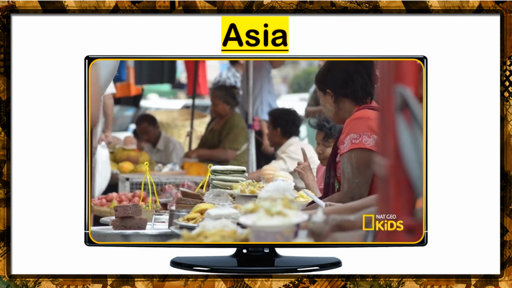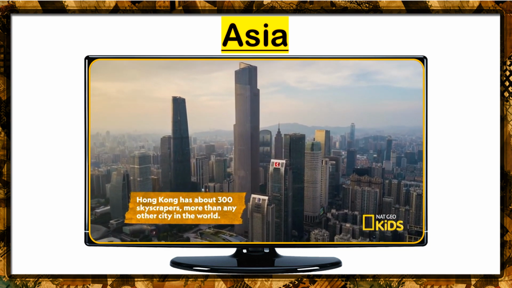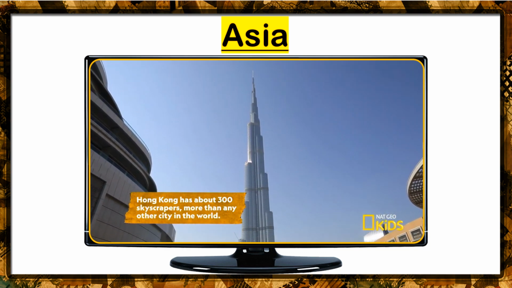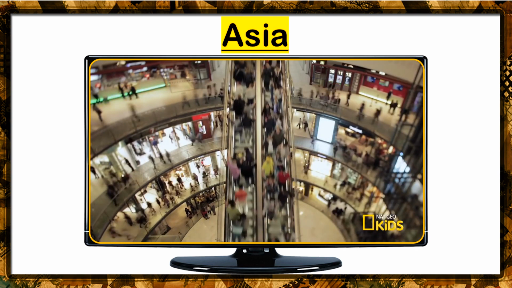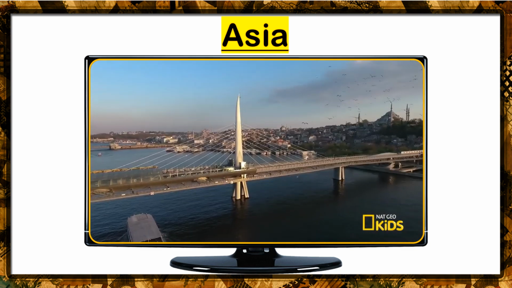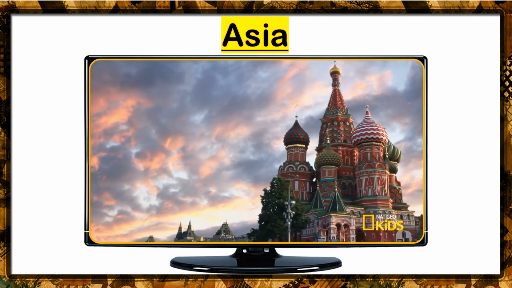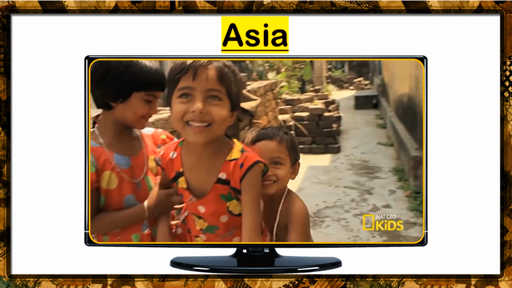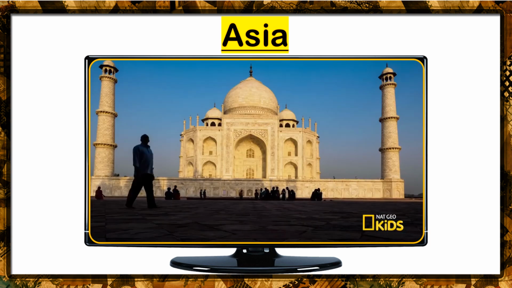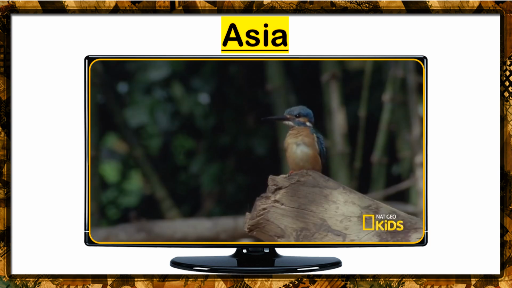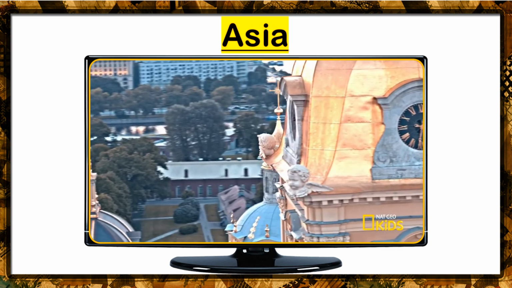Of the 10 largest cities in the world, Asia has 7 of them. Of the 10 tallest buildings in the world, Asia has 9 of them. Of the 10 largest shopping malls in the world, Asia has all of them. From western Turkey to the eastern tip of Russia, the largest continent spans nearly half the world. It's filled with some of the most unique sights, beautiful landscapes, and amazing wildlife that can only be found in Asia.